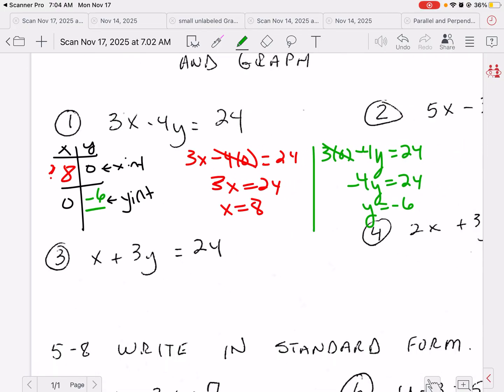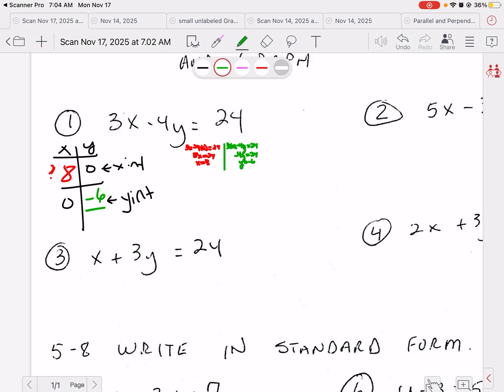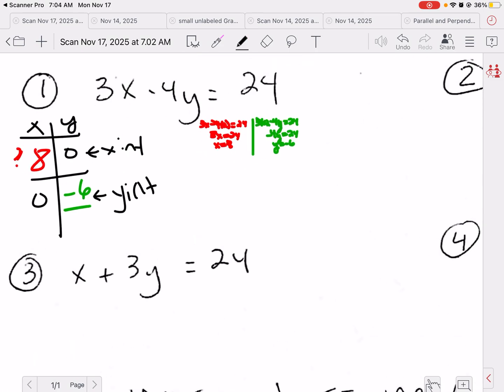Okay, and then if we want to graph that, we're just going to graph those 2 points that we found. And as a reminder, one should be on the x-axis and one should be on the y-axis. So 8, 0, 1, 2, 3, 4, 5, 6, 7, 8. Plot my point. And then 1, 2, 3, 4, 5, 6. Plot my point. Draw my line between them.